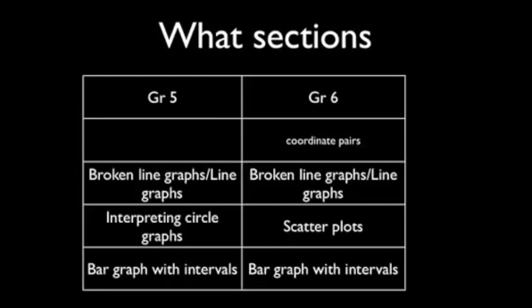The grade 5s have a small section on interpreting circle graphs, and the grade 6s have another section on scatter plots. In a scatter plot, you have a lot of data which you then graph, and then you try to interpret. And at the very bottom is also bar graphs with intervals, and I'll explain that today in this video.